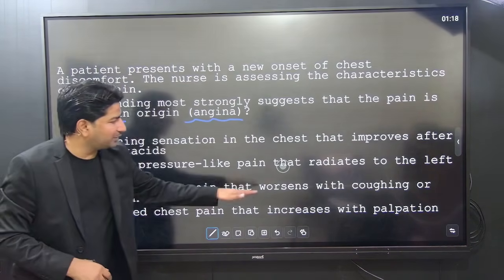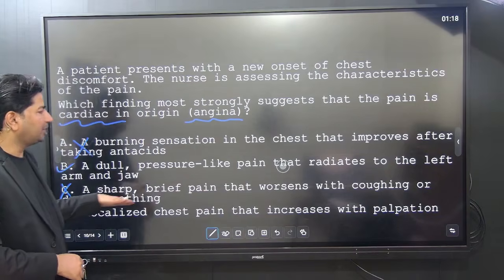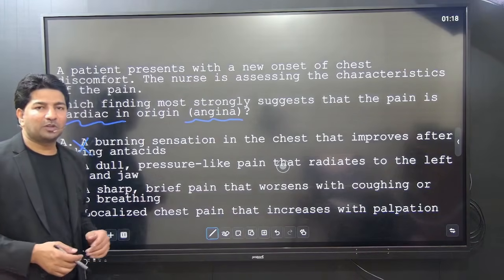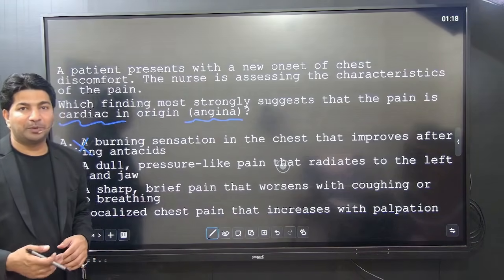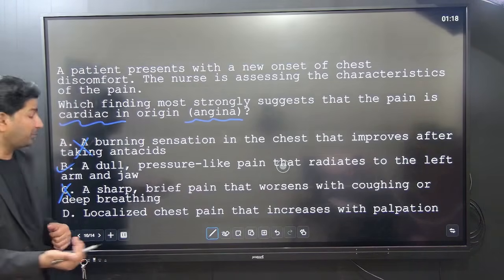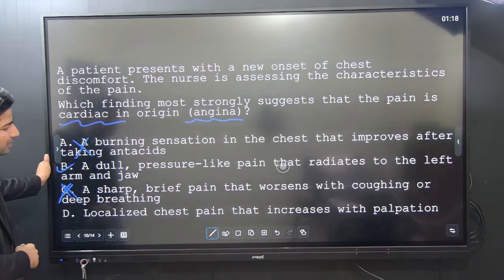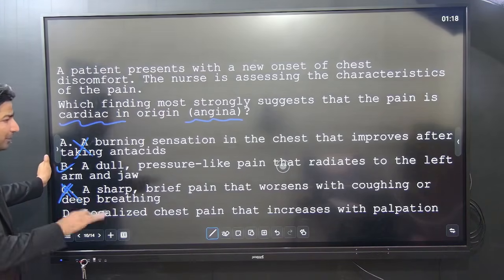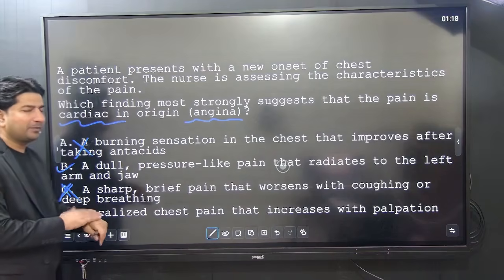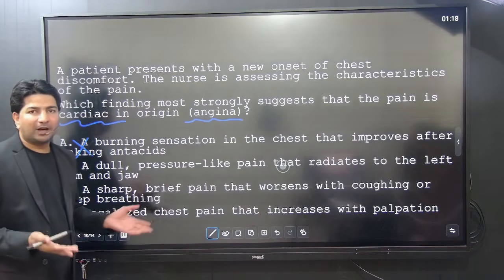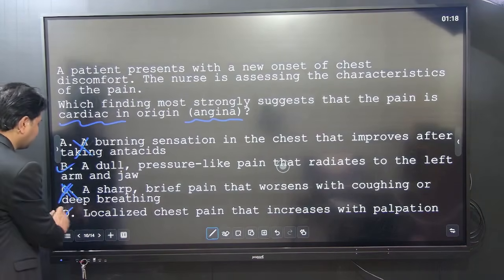Or a brief pain that worsens with coughing or deep breathing. Pain that occurs with coughing and deep breathing is pleuritic pain. Pleuritic pain is related to the lungs, so we'll eliminate this too. Localized chest pain that increases with palpation, meaning when you palpate something and it causes pain, that's not heart pain, right? We'll eliminate this as well.